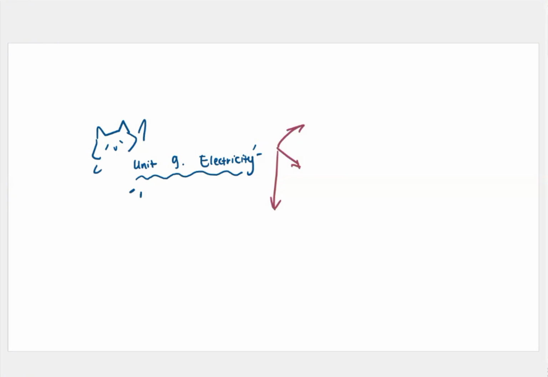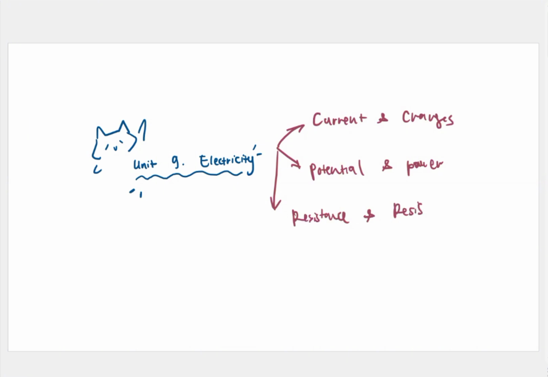Today, in this video, we are going to talk about three main concepts, it being current and charge. The next one is potential differences, not just potential, but potential differences and power. And then the next and final one is resistance and resistivity. So, these are our subject learning objectives. Yeah, I think that's the long version of SLO.